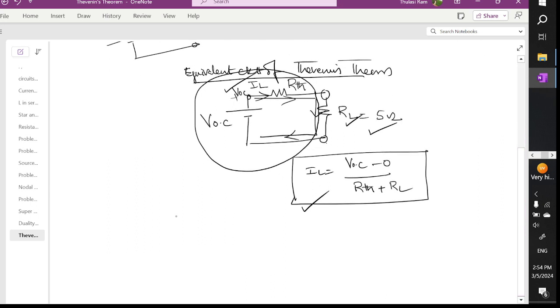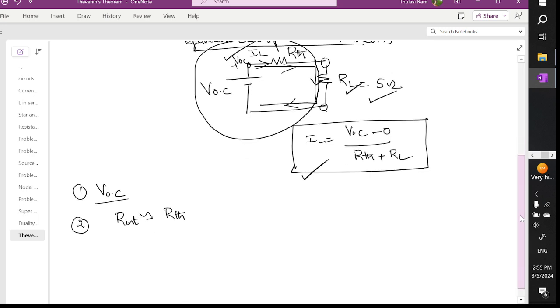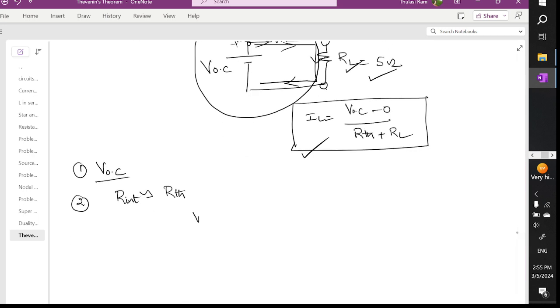Here it involves two steps. The first one is finding the open circuit voltage. The second one involves finding the internal resistance, which is also called the Thevenin's resistance. Coming to the first step, how to find the open circuit voltage? We'll solve a problem, then you will be more confident.